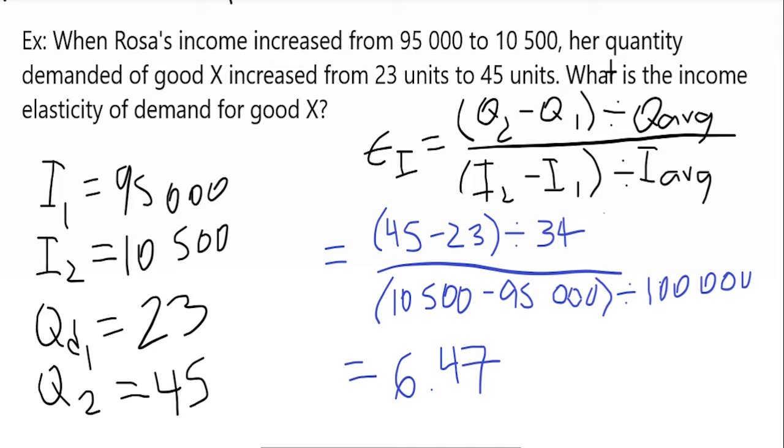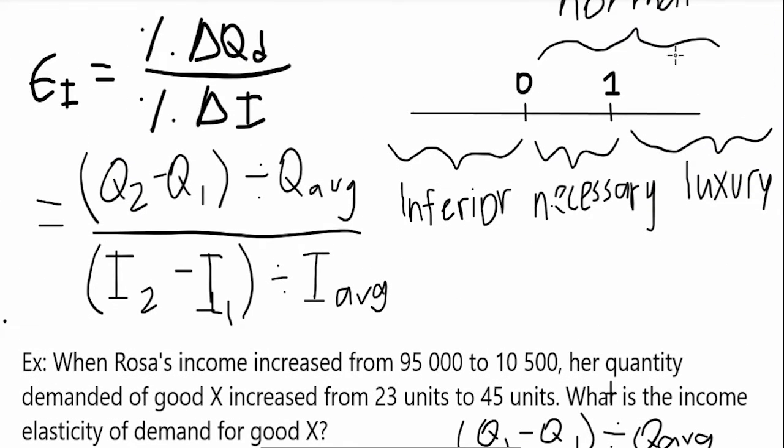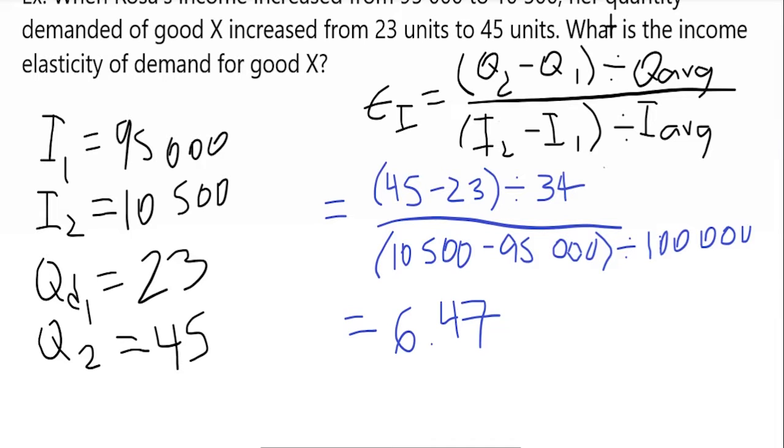6.47. So now we might want to see, okay, well, what type of good is this then? Well, we know that this is going to be a luxury good since it's greater than 1. Why? Well, that's because the change in quantity demanded is much larger than the percentage change in income. And so, even though your income changes, your quantity changes by a lot more, which is why it is greater than 1. So we have over here a luxury good.